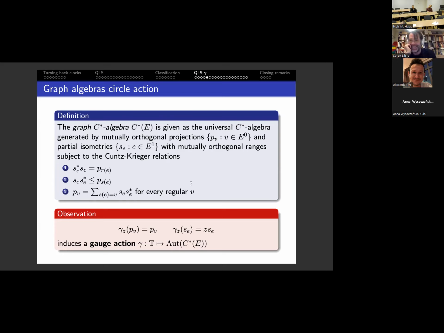Sorry, I don't understand the preamble of your theorem. Surely it is not true for all graphs that the fixed point C-star subalgebra is a graph C-star algebra. So what is the assumption on E? It is true. The fixed point algebra of the Toeplitz algebra is simply not a graph C-star algebra. It's the minimal unitization of the natural numbers.